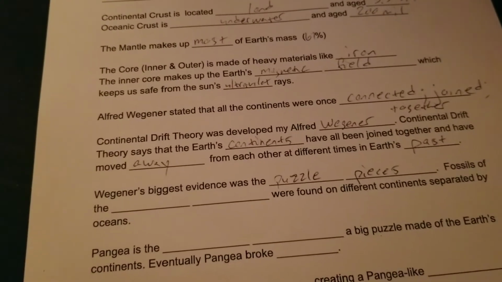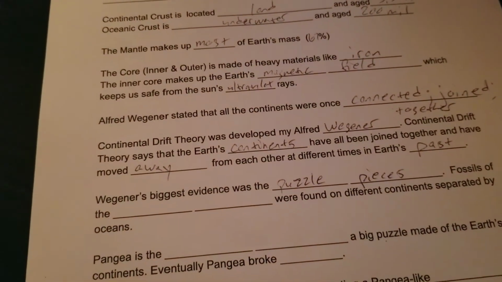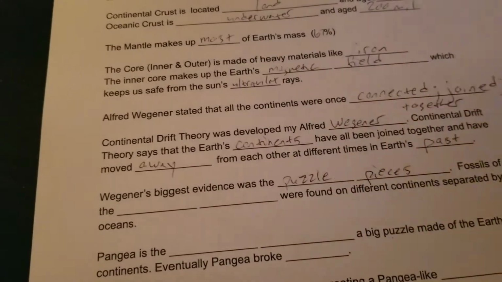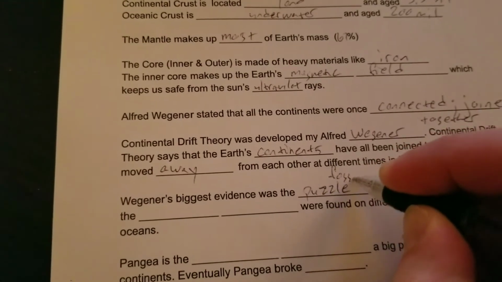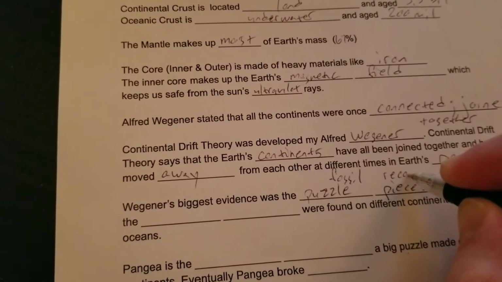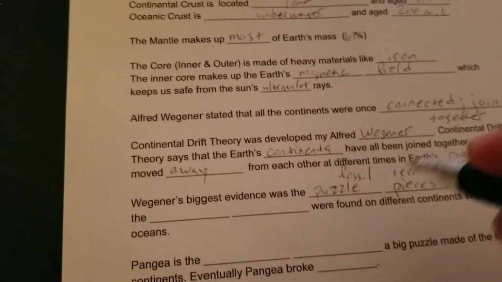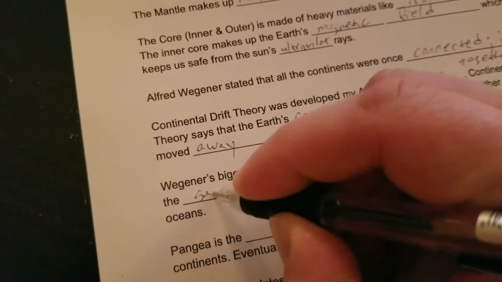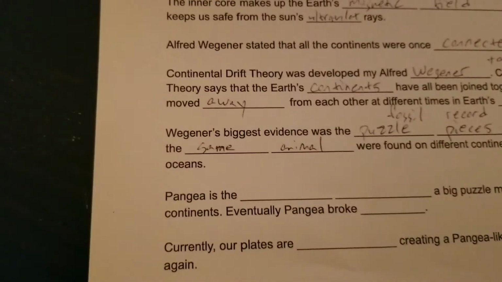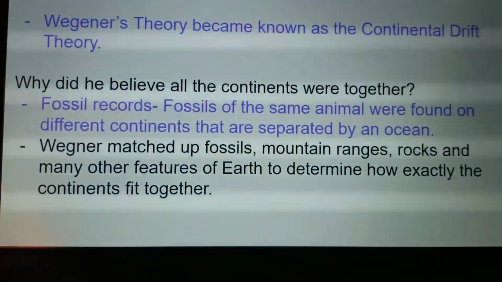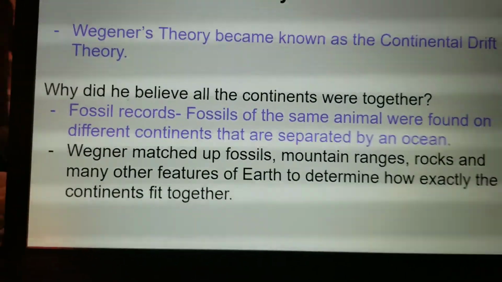You might have said his biggest evidence was the fossil record. Okay, fossil record might actually fit better because then it goes on to talk about fossils anyhow. So it's another option. Fossils of the same type, same species, same animal is specifically what's in our notes, were found on different continents separated by oceans. So same animal, literally right here, same animal found on different continents that were separated by an ocean. This one is word for word.